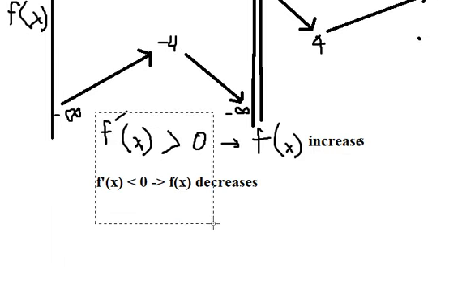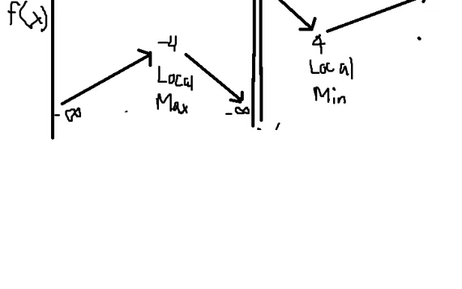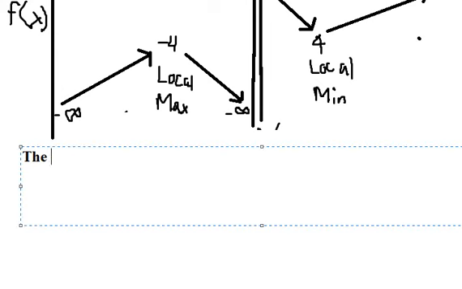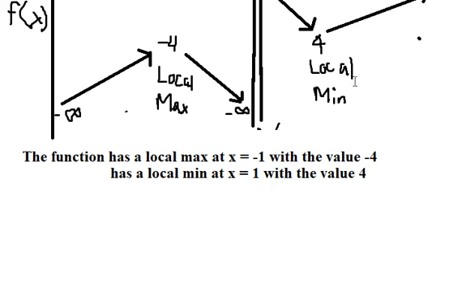Now according to the table, we can see that this one is a local max. This one is a local min. So when we write the answer, the function has a local max at x equal to negative number 1 with the value negative number 4 and has a local min at x equals number 1 with the value number 4 in here. This is the end.